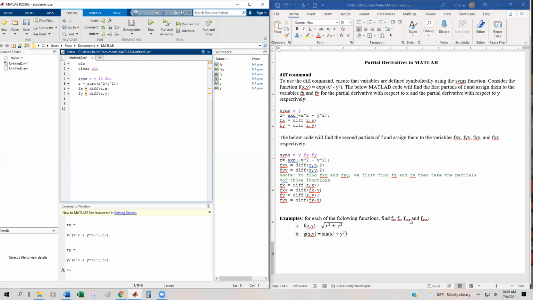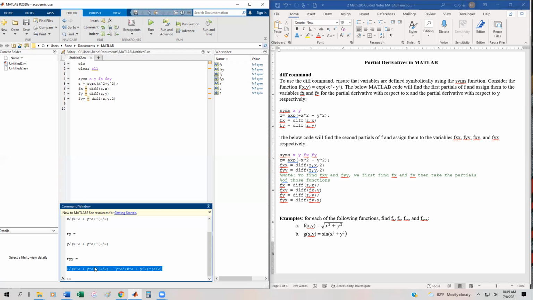We need to find fyy. So I'm just going to say fyy is going to be equal to diff of z with respect to y, second order or second partial. And we'll just go ahead and execute that. And the last line will be our second partial, which is much uglier than the first one, because now we have to use a quotient rule or turn that into a product rule.